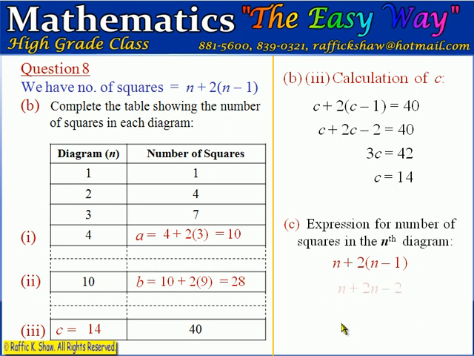This reduces to n plus 2n minus 2. That's what happens when we expand this bracket. 2 times n is 2n, 2 times minus 1 is minus 2. And then n plus 2n is 3n. And so that reduces to 3n minus 2. So that's a more simplified formula for the number of squares in the nth diagram. And that's the answer for question 8. We'll do question 9 in the next video.